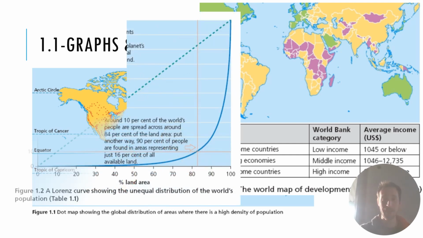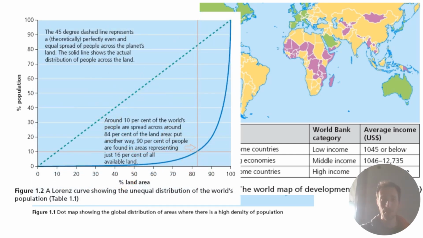You've got the Lorenz curve. Again, see how a completely even distribution would be a line with a slope of 1. When it has this kind of accelerating looking curve like this, it's showing that most of the data set is falling in a small percentage of the total area. So that's what the Lorenz curve is showing, in this case, an unequal distribution of population.